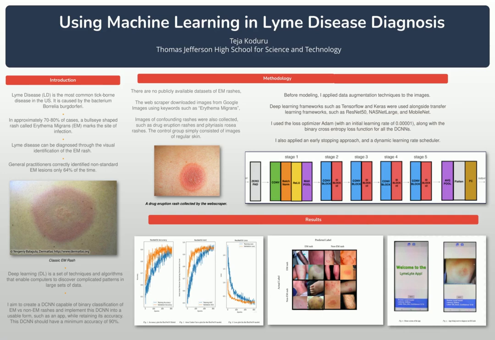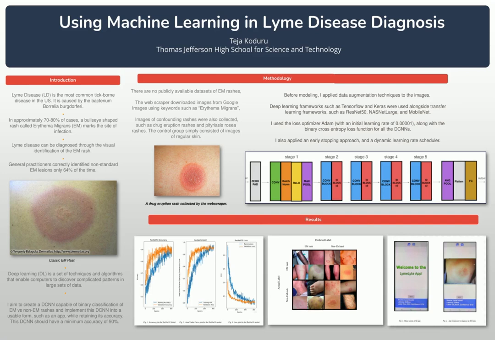We aim to create a DCNN capable of binary classification of EM versus non-EM rashes in skin images. Non-EM rashes include images of not only normal skin, but also confounding rashes such as fixed drug reactions. The lack of a publicly available dataset of EM rashes posed the first challenge in the creation of the DCNN.